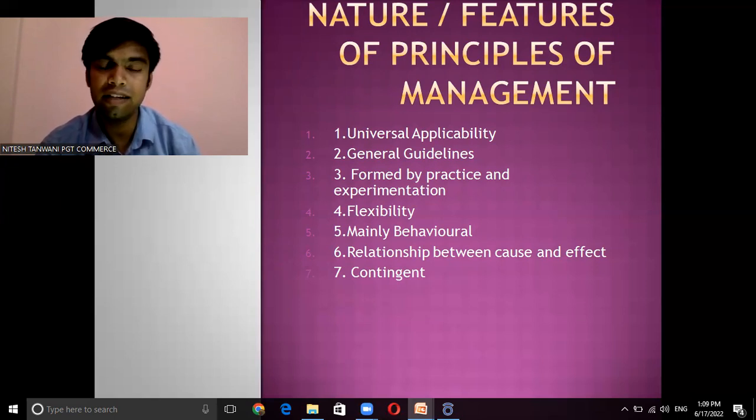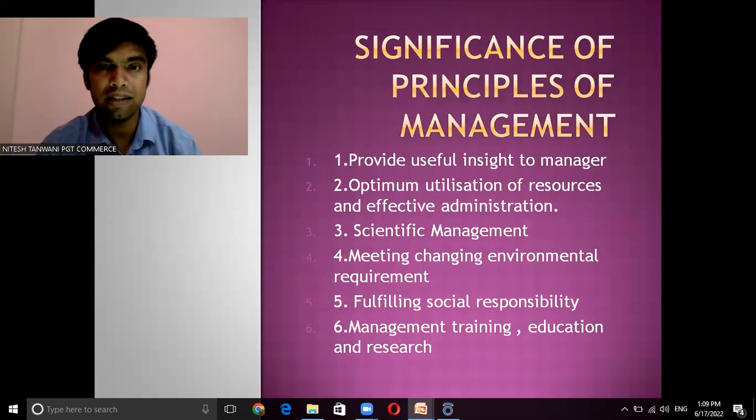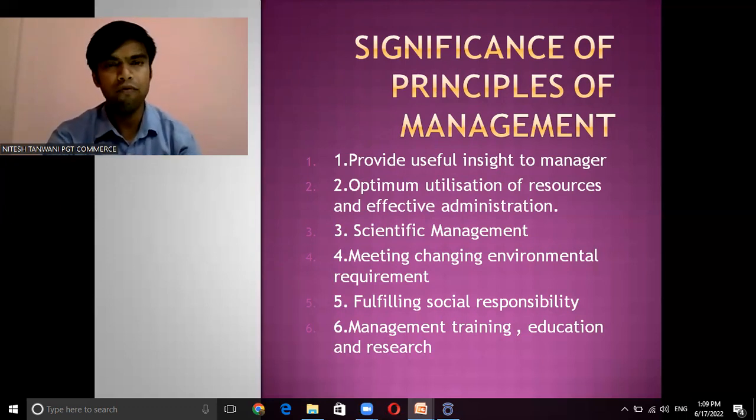Contingent means it is applied everywhere, it is required everywhere. Next, we are talking about the significance of principles of management. What is the significance, or we can say importance, of principles of management? How is it important, why is it important?